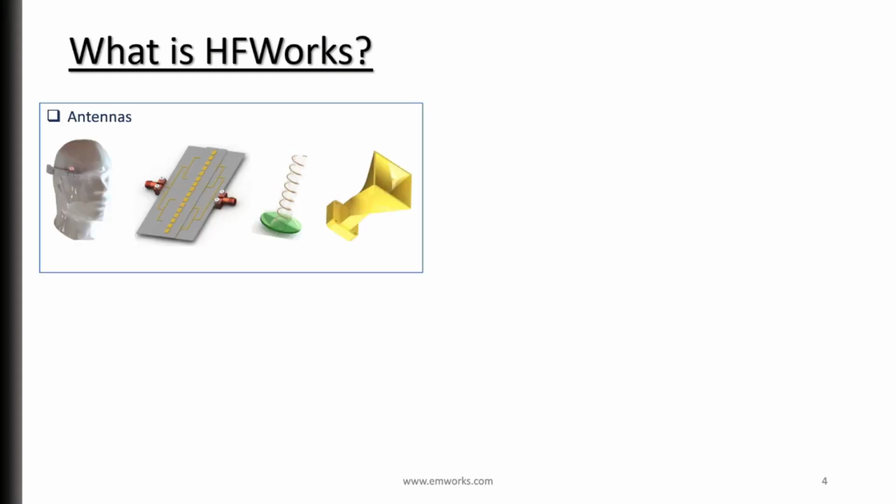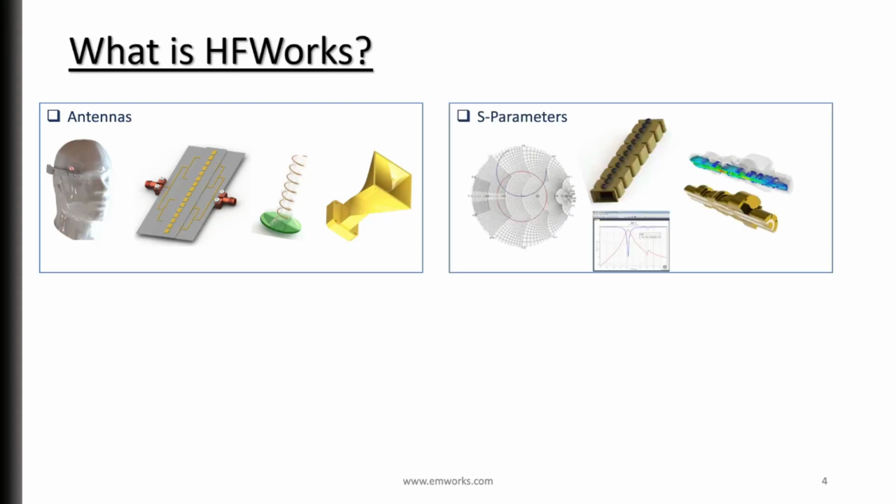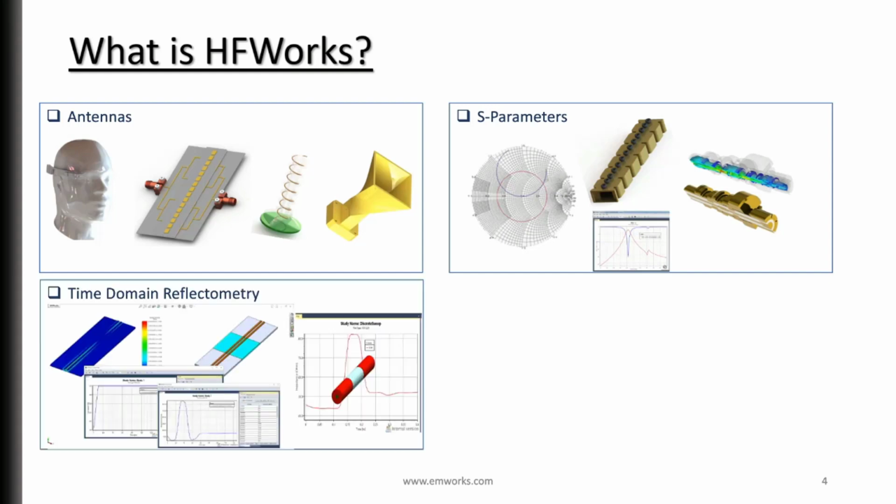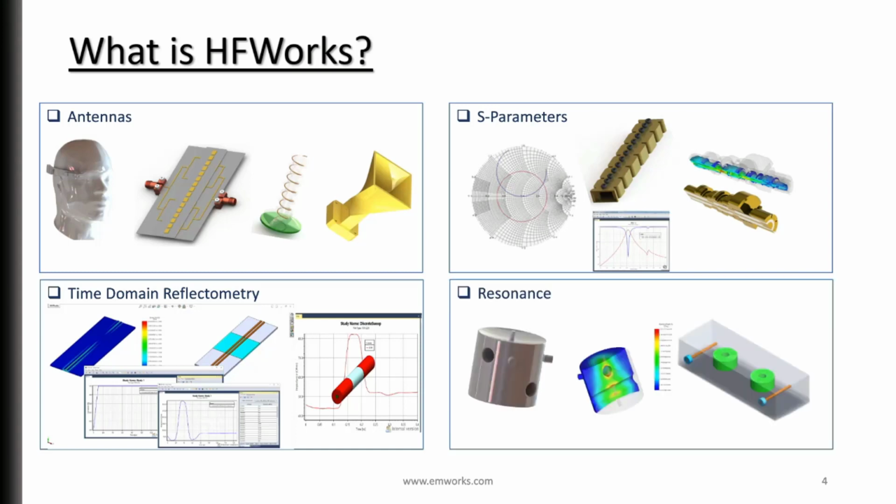HFWorks presents 4 types of studies. The first one is antennas, to simulate the electromagnetic behavior of arbitrary 3D single or array antenna structures. As parameters analysis, to compute the frequency response of complex 3D passive RF, microwave, and millimeter wave components. Time domain reflectometry or TDR, to study the discontinuities and coupling effects in connectors, adapters, and cables. And resonance, to calculate multiple resonant modes.